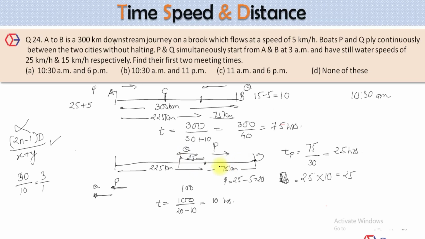Speed of p is 20. That was 25 minus 5. So how many more hours are required for p? It's 10 hours. 10 hours after what? The first meeting point? No. How do we add it?